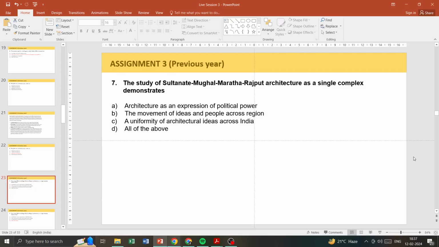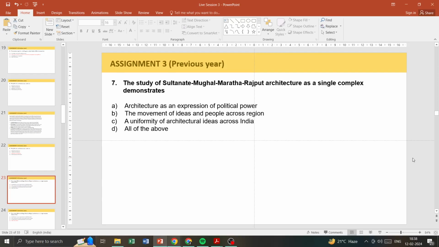when we study this as a whole complex, we understand that architecture does not really correlate with religion, because we see a lot of examples or styles that are common to both, be it Hindu rulers or Muslim rulers. Then you realize that architecture becomes an expression of political power. It is not just about religion, it is more about political power. So the grander you build, the more things you build, architecture becomes a sign of that.